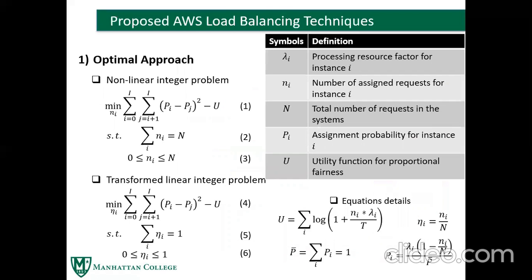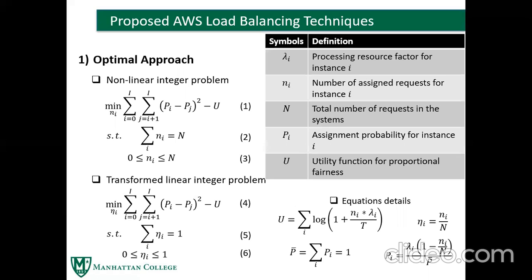In this slide, we begin to discuss the proposed optimal approach for load balancing. We formulated an optimization model that aims to achieve fairness in request assignment among instances and at the same time maximize throughput in terms of tasks or requests processed in a given time period. Equation 1 reflects the mathematical model of the optimization problem. As you can see from the table, Pi represents the assignment probability of instance i, U is the utility function that captures resource allocation according to the criteria of proportional fairness, N is the total number of requests, lambda i is the processor resource factor for instance i, and so on.